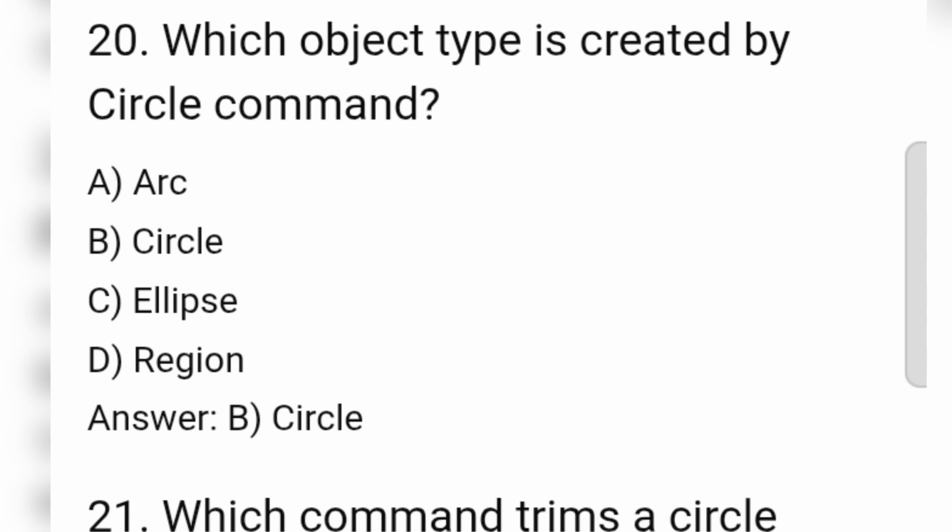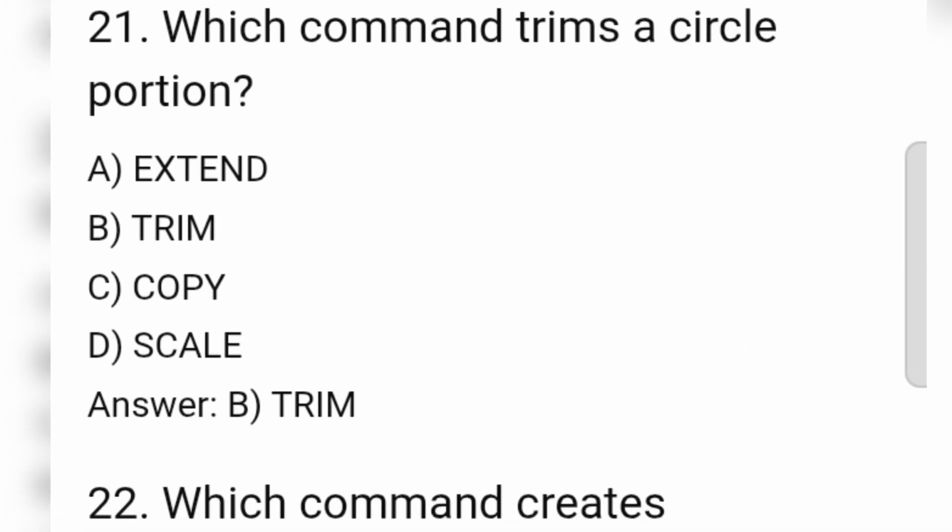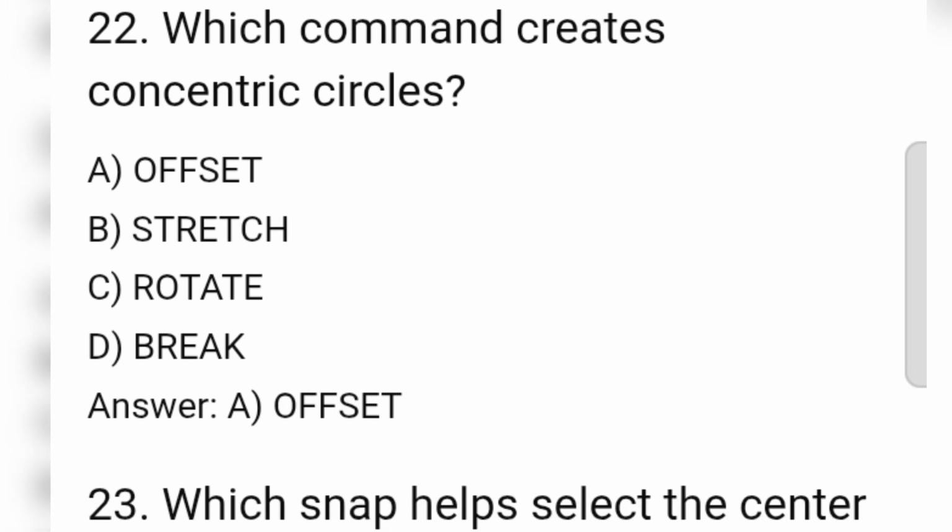Question number 20. Which object type is created by circle command? A. Arc, B. Circle, C. Ellipse, D. Region. Answer is B, circle. Question number 21. Which command trims a circle portion? A. Extend, B. Trim, C. Copy, D. Scale. Answer is B, trim. Question number 22. Which command creates a concentric circle? A. Offset, B. Stretch, C. Rotate, D. Break. Answer is A, offset.